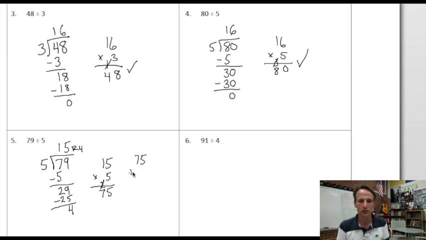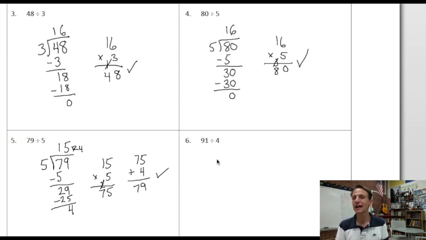So to do a complete check, I have to take those into account. Make sure all the donuts are counted before anyone takes a bite. 4 plus 5 is 9, and then 7, 79, 79. Excellent. It checks. And now 91 divided by 4.